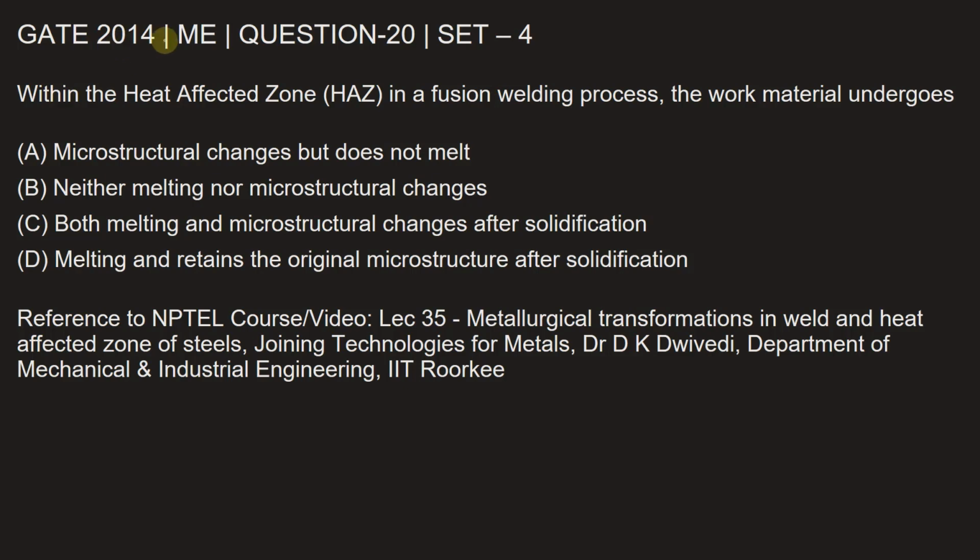This question is from GATE 2014 Mechanical Engineering paper, set 4, question number 20. Within the heat affected zone (HAZ), in a fusion welding process, the work material undergoes: Option A, microstructural changes but does not melt. Option B, neither melting nor microstructural changes. Option C, both melting and microstructural changes after solidification. Option D, melting and retains the original microstructure after solidification.